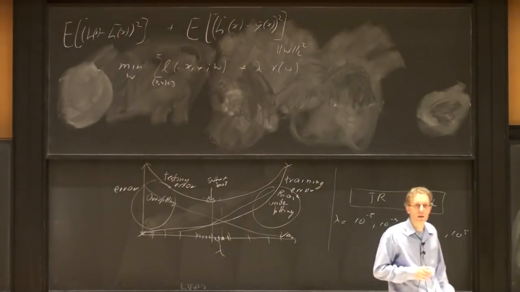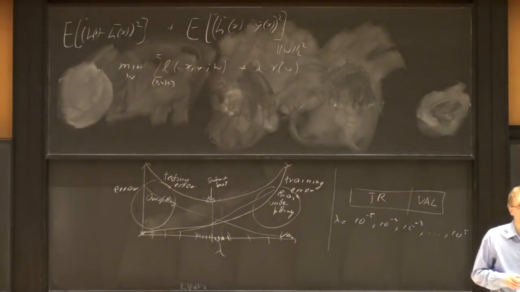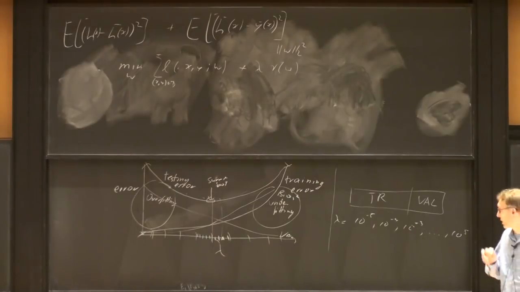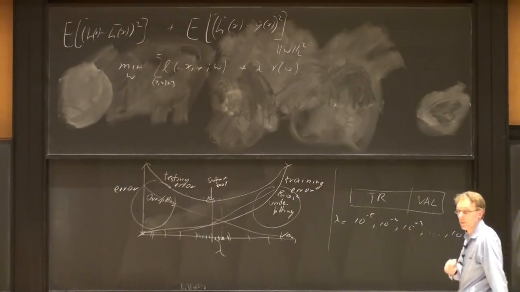Yeah? That still happens if you combine telescopic search and k-fold cross-validation. So that's, all right, good. That's exactly what I'm leading to.